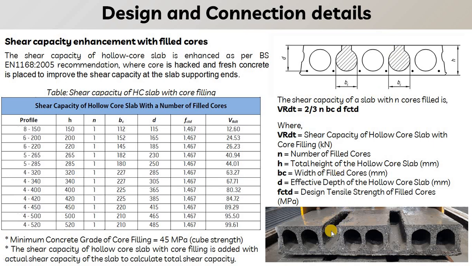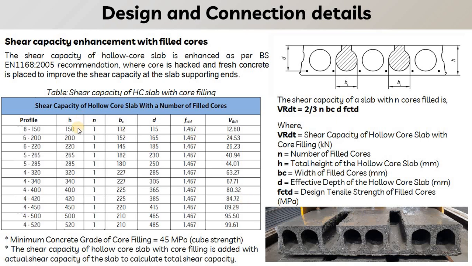Let us say this is the core. In this core we keep around 600 mm of the core open, and then the concrete will be filled up to 600 mm at the site at the time of the concreting of the topping. So this is how we can increase the shear capacity of the slab. That is very useful in special kinds of structures, and where we have special conditions.